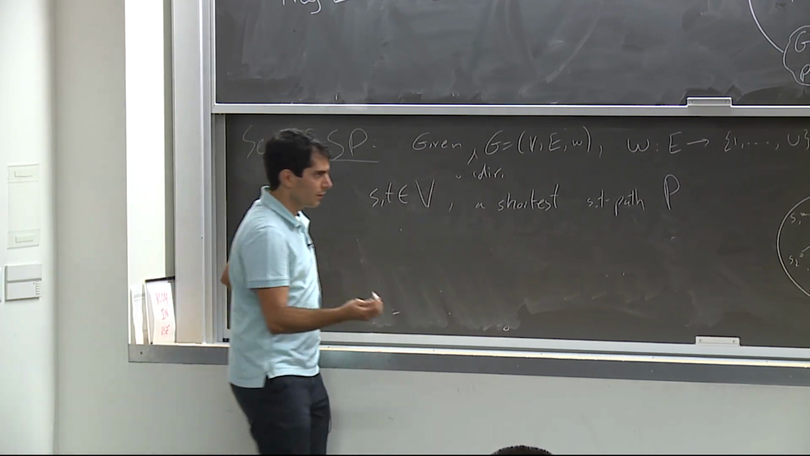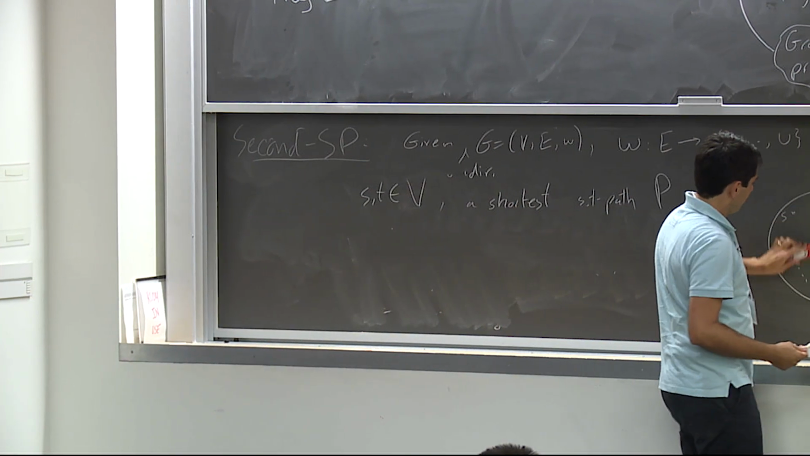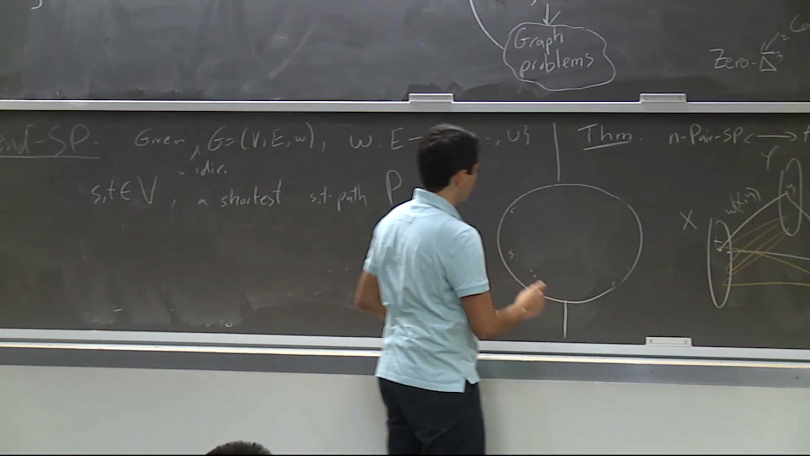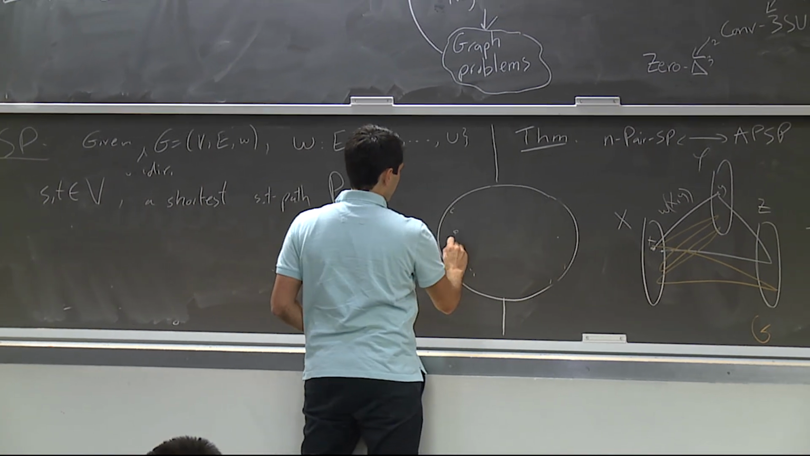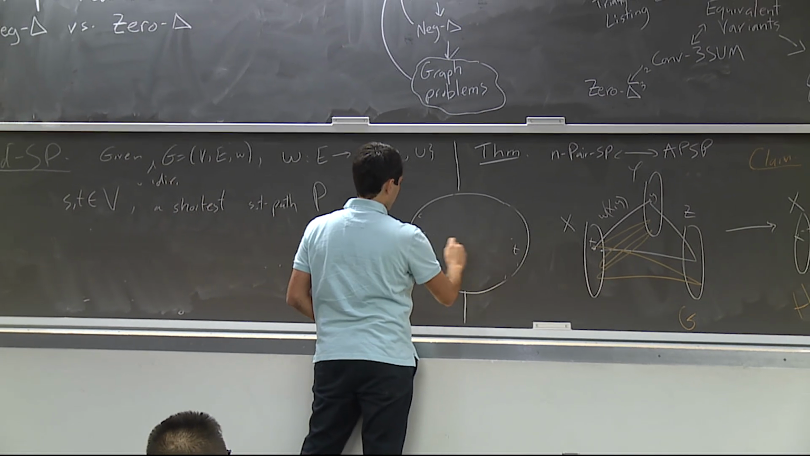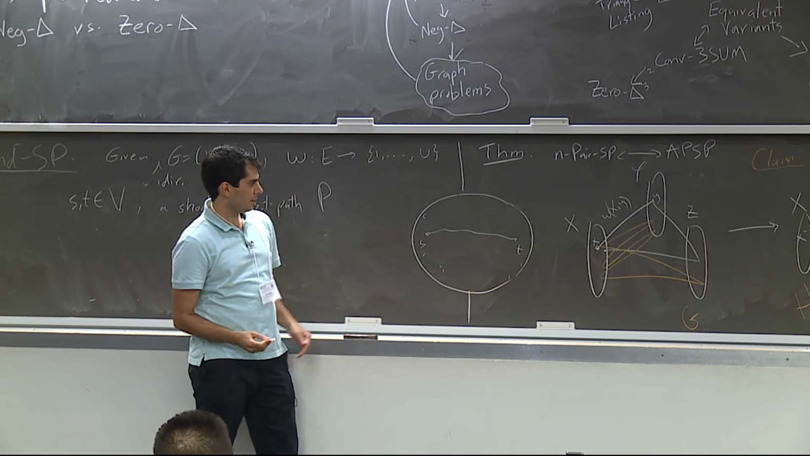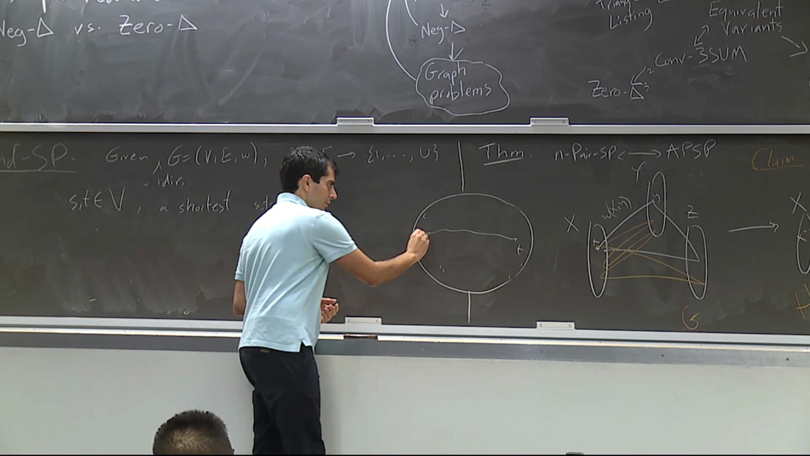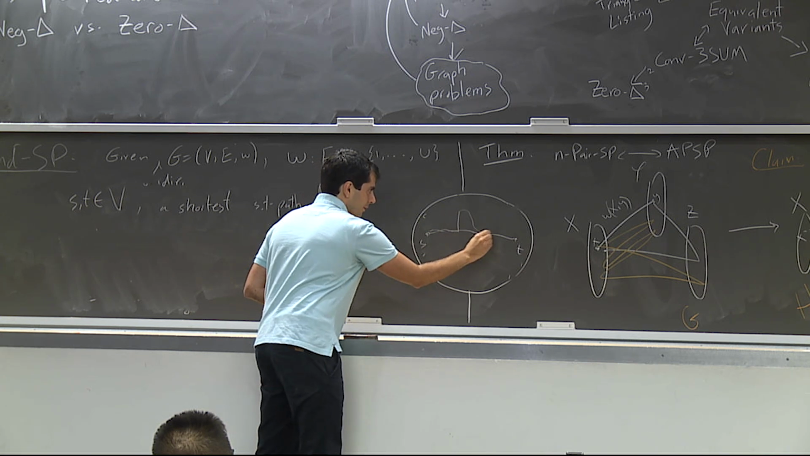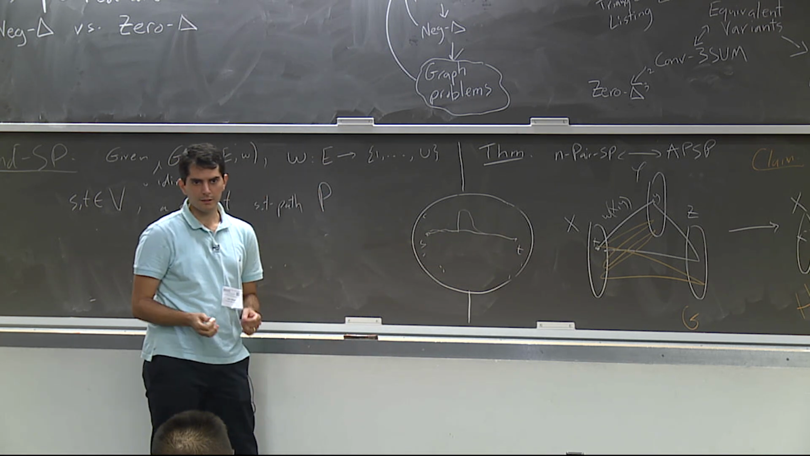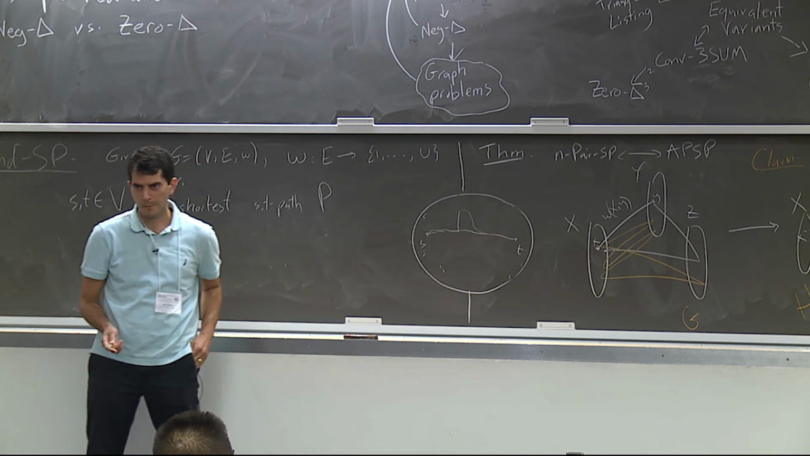So you get a graph and a path. Some shortest path, and then you have to find a different one. So you have to find a path that's, maybe like this. It has to differ in one edge.